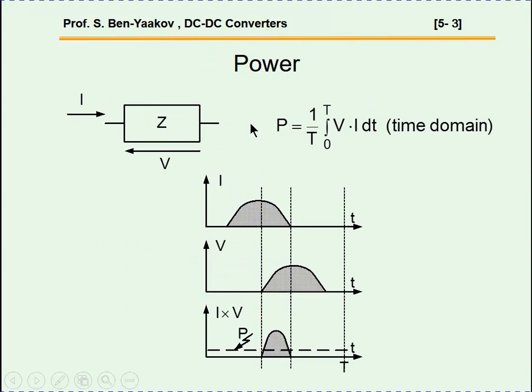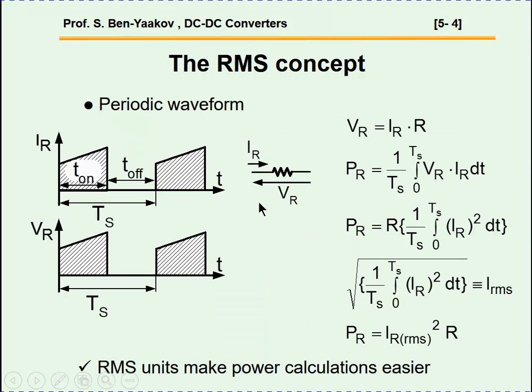Let me start off with a very basic relationship. Power: if we have an impedance, we have a current, and there's a voltage developing, the power will be the average of V times I dt over the period that I'm averaging it. That is, if you have the current and the voltage, the overlap here will generate power, or cause power loss or power dissipation in this element.